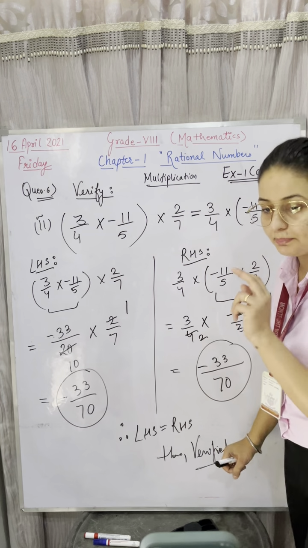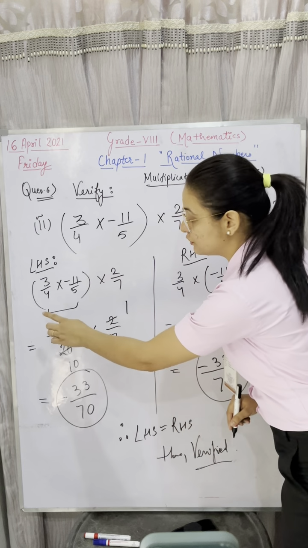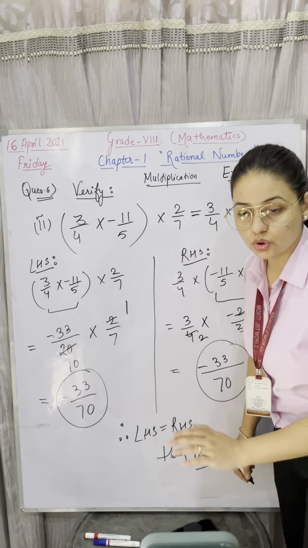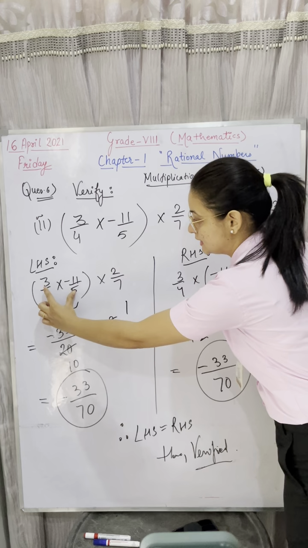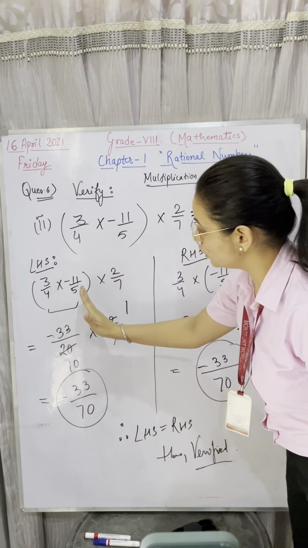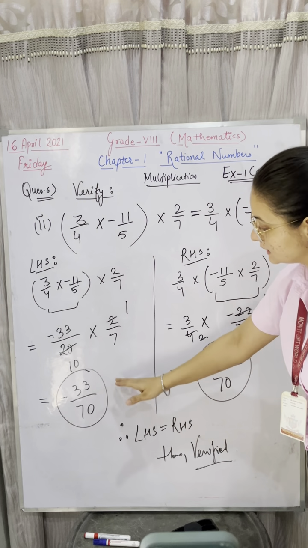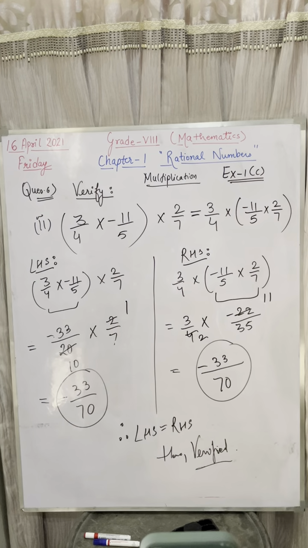In multiplication, you don't have to take the LCM. You just have to see the terms. Can we cancel the numerator with the denominator, here to here or here to here? This you have to see. Whatever terms we can cancel, cancel them and take out your answers.